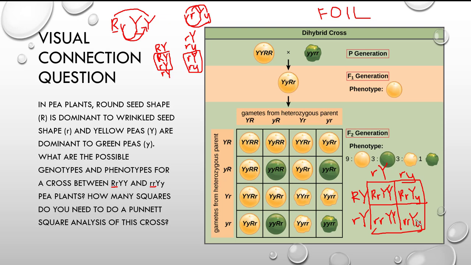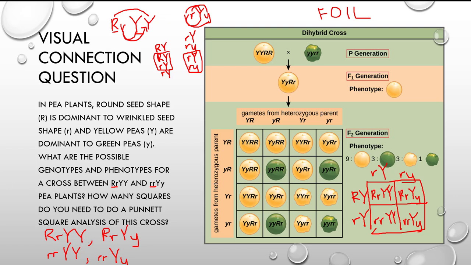We only needed 4. And as far as the genotypes, we have big R, little r, big Y as one genotype. We have big R, little r, big Y, little y. And then we have little r, big Y. And then finally we have little r, big Y, little y. So those are the 4 genotypes.